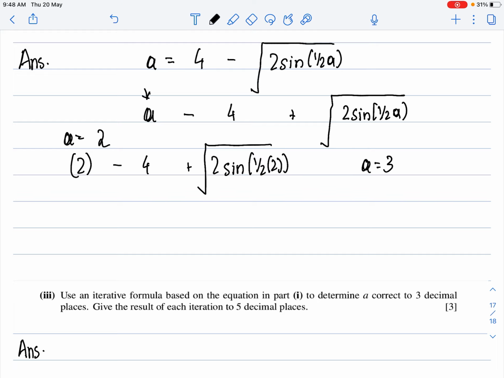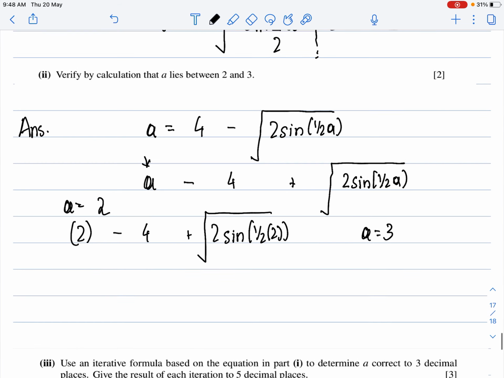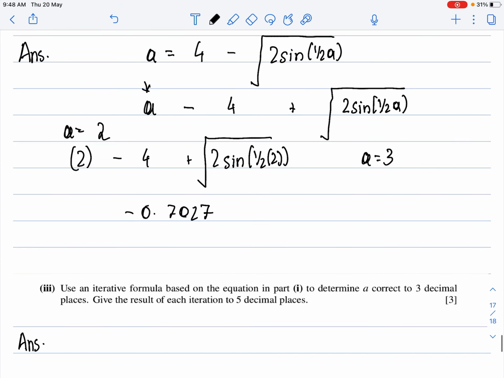So I can simply use my calculator. Here I can use the radian mode. So 2 minus 4 plus root of 2 sine half into 2. When I do this, the value I get is negative 0.7027. Got it? We care more about the sign, which is negative.